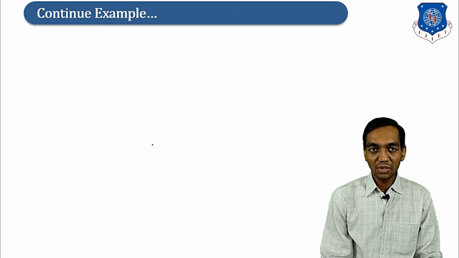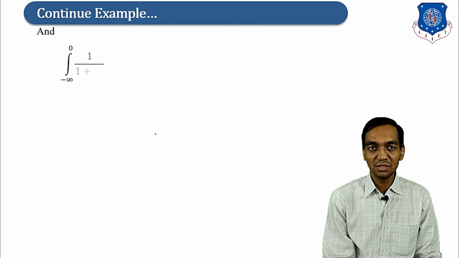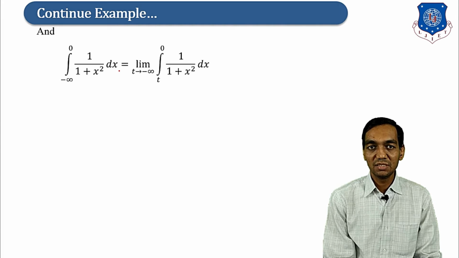Now we are going with the first integration, minus infinity to 0, 1 upon 1 plus x square dx. That means limit t tends to minus infinity, integration from t to 0, 1 upon 1 plus x square dx. Correct? Because minus infinity will be replaced with some variable t.